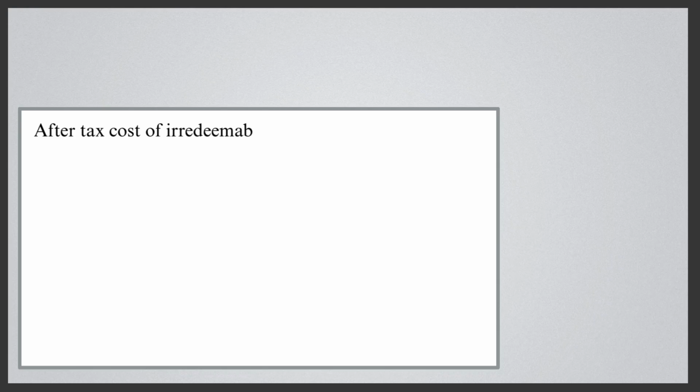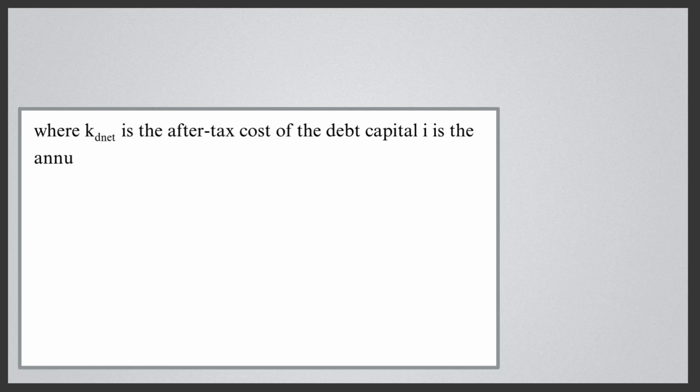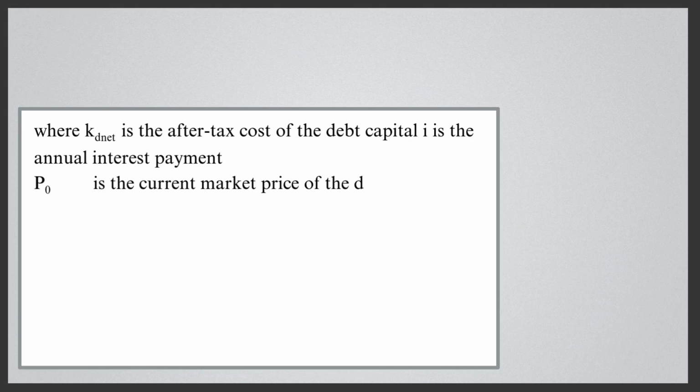After-tax cost of a redeemable debt capital. K_D net = I(1 - T)/P_0, formula to learn. Where K_D net is the after-tax cost of the debt capital, I is the annual interest payment, P_0 is the current market price of the debt capital, ex interest, and T is the rate of tax.